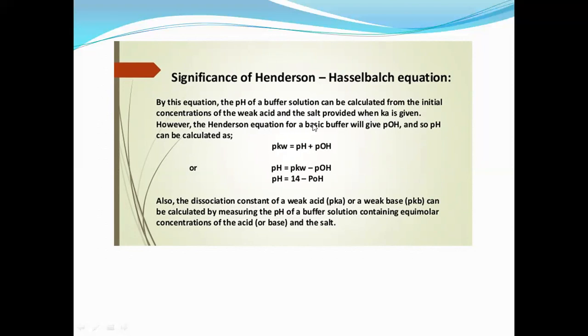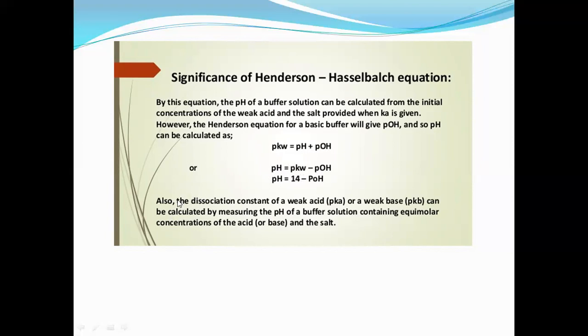However, the equation for a basic buffer will give pOH, and so pH can be calculated as pKW, the dissociation constant for water. It will be pH plus pOH, or when simplifying, pH is equal to pKW minus pOH. pKW is equal to 14, so pH is 14 minus pOH.